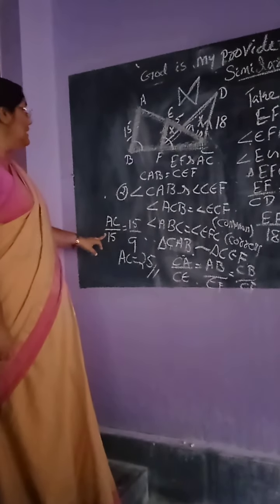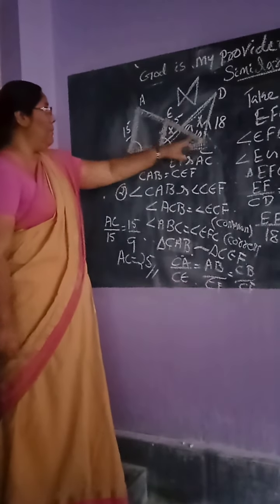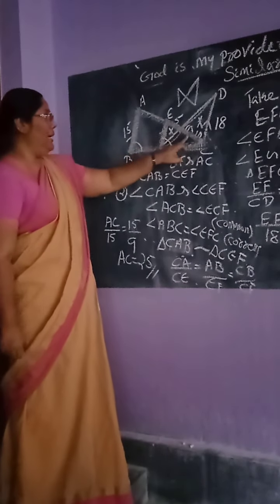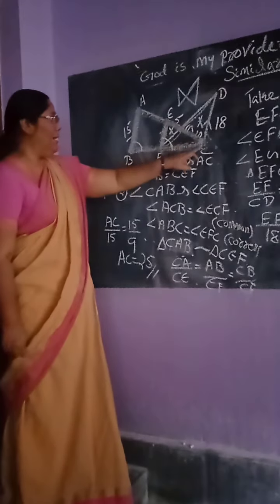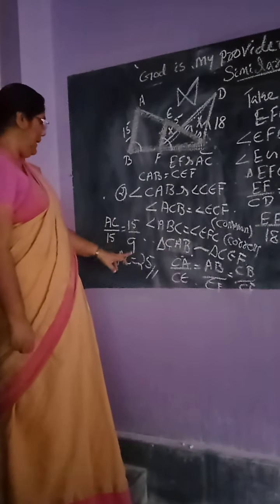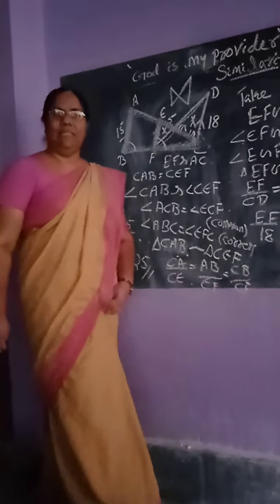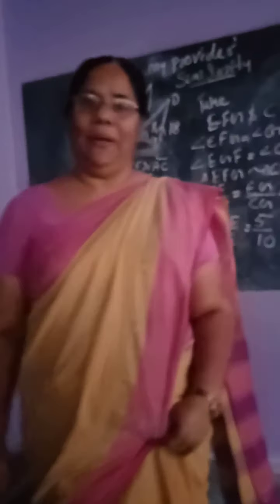AC by CE. CE means here 10 is given, 5 is given. 10 plus 5, 15. So AC by 15 equal to 15 by 9. After cross multiplication, you will get AC is equal to 25.